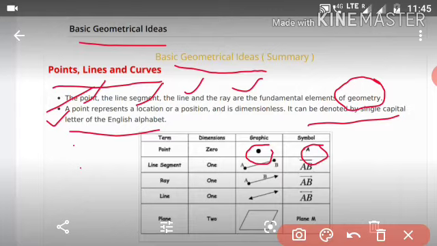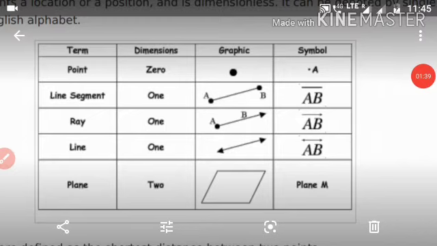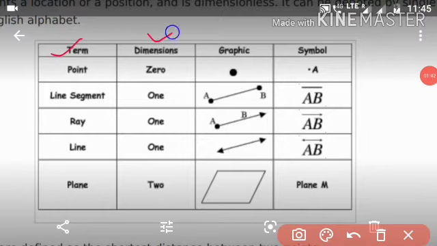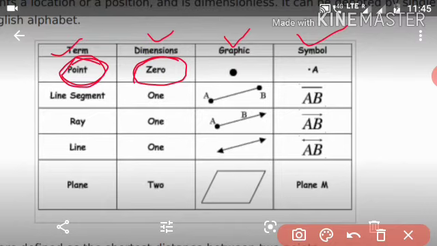Okay, now come to this table. Terms, dimension, graphics and symbol. Now point. The term is point. Now how many dimensions? Dimension will be 0. And the graphic will look like this, and it can be denoted by A, B, any capital letter of the English alphabet.